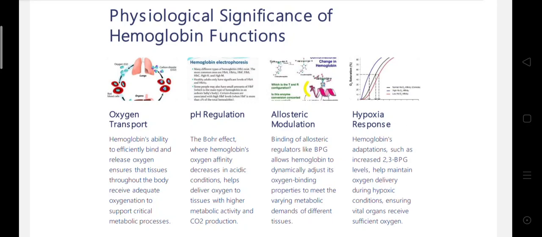Fourth, hypoxia response. Hemoglobin's adaptations, such as increased 2,3-BPG levels, help maintain oxygen delivery during hypoxic conditions. It means during low oxygen concentration, which ensures vital organs receive sufficient oxygen.